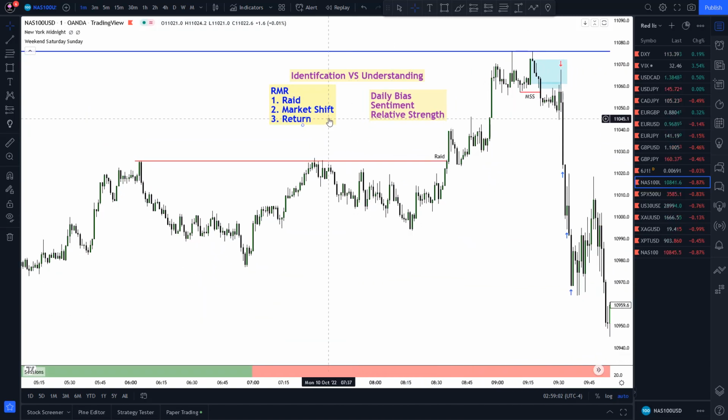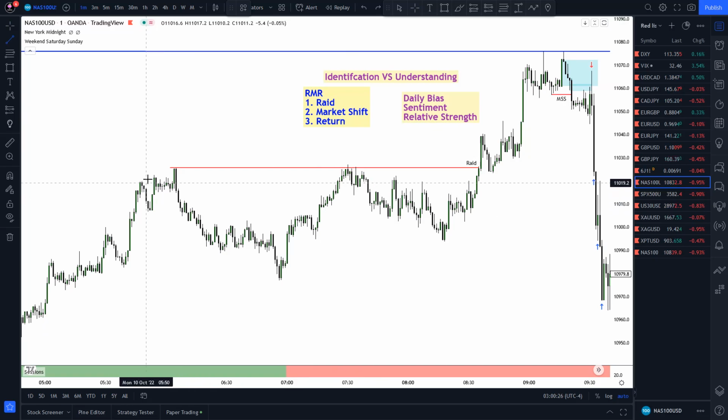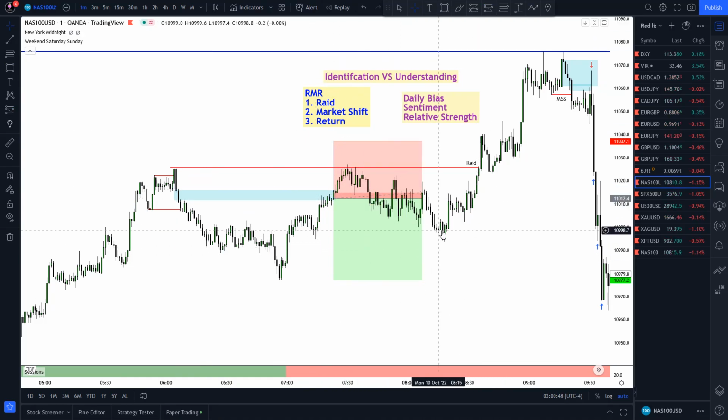However, the point I'm trying to make is just because you know how to see and how to use the RMR pattern, this is only half the battle, since this is the identification skill. When you get good at identifying the RMR pattern, you'll be able to see it everywhere. We can see a raid under these lows, a shift above this high, a gap, and as soon as it returned into that gap, we could be long. However, another RMR you can see is above this swing high is the raid, below the previous swing low is the shift, and as price retraces into this gap and you decide to place a short, you can see that this trade would not be such a great idea.